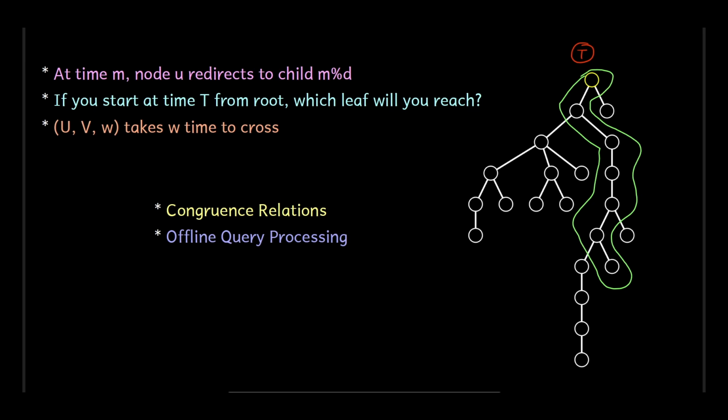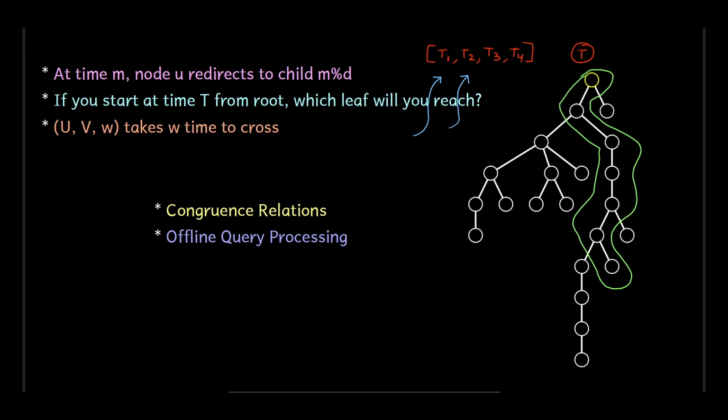So the problem asks you to answer several queries. Suppose I give you t1, t2, t3, t4 and so on, can you quickly tell me which leaf vertex you would reach when you start the journey at time t1, and which leaf vertex you would reach when you start the journey at time t2?